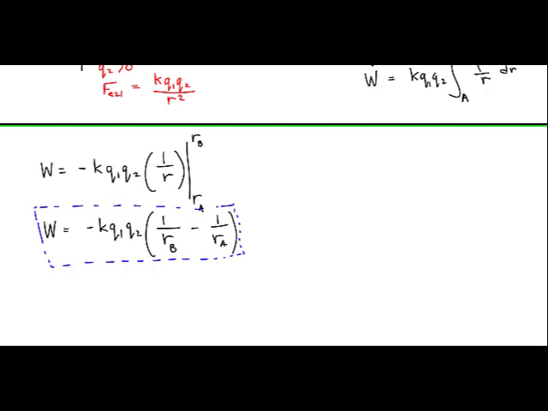What we are really interested in is the fact that the Coulomb force is a conservative force.